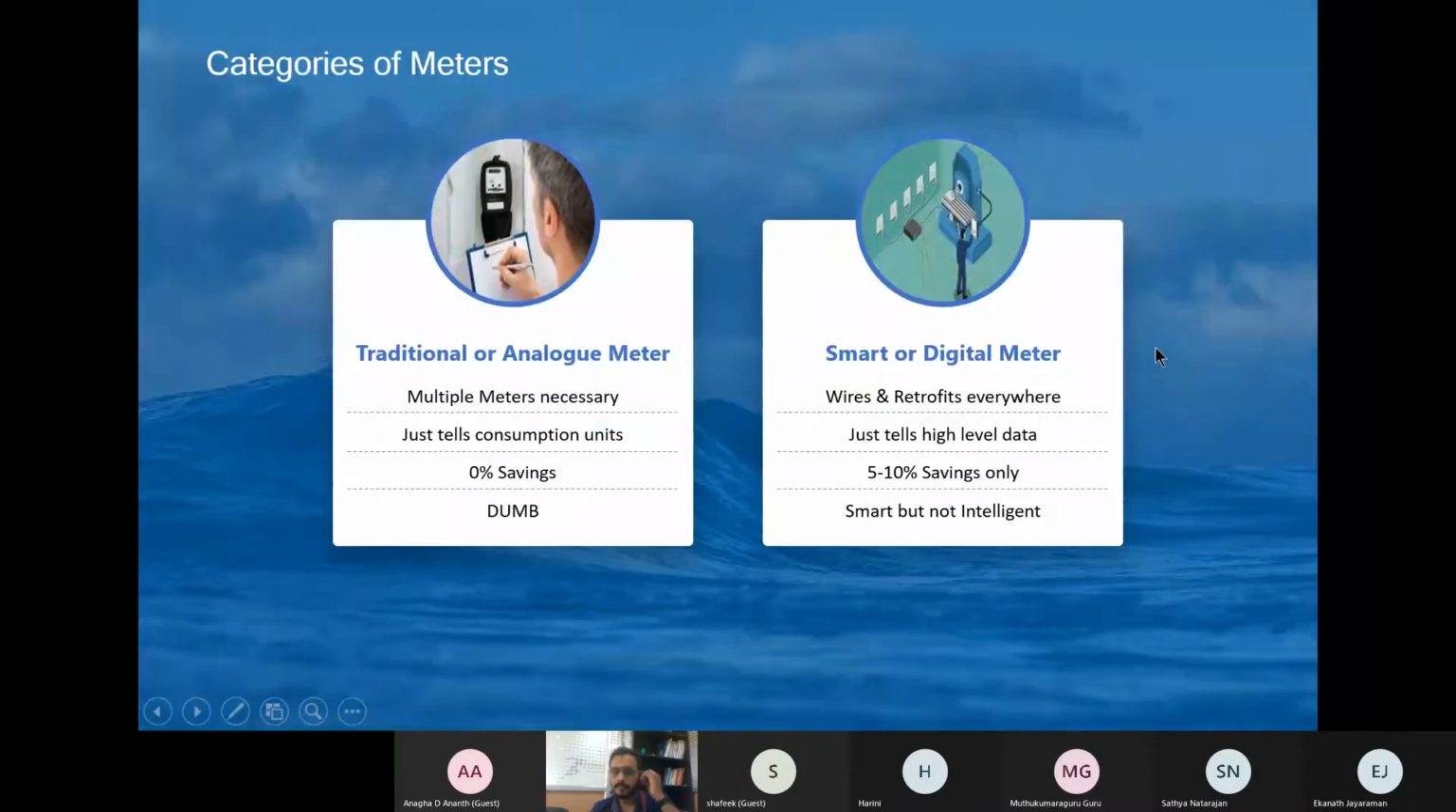So now we'll see the two main categories of electricity meters. One is the traditional or analog meter, the second is the smart or digital meter. Analog meter. The analog meter is a mechanical device that is encased within a glass housing and consists of a metal disc that rotates when the building or house draws current.